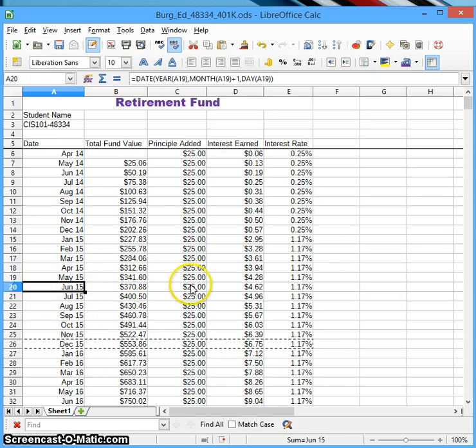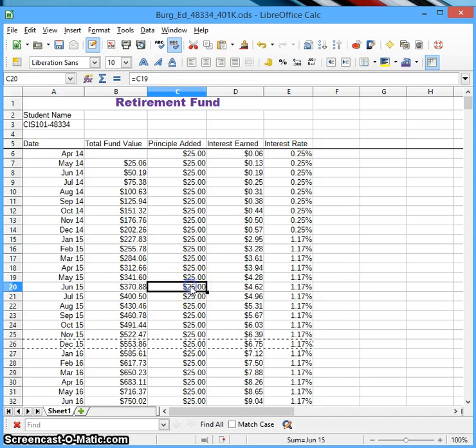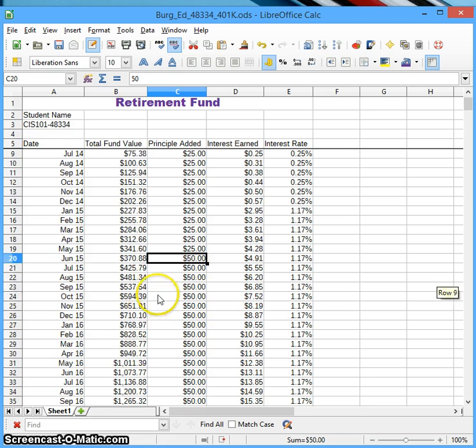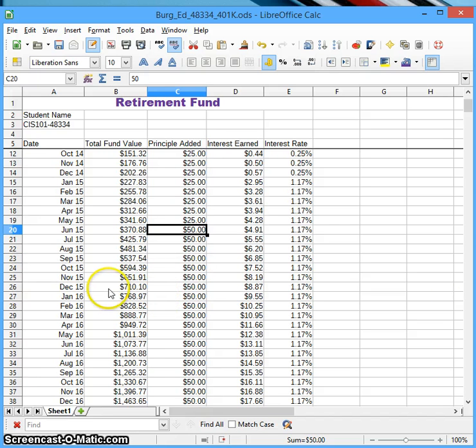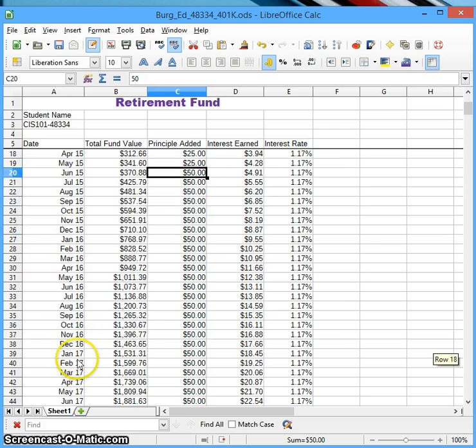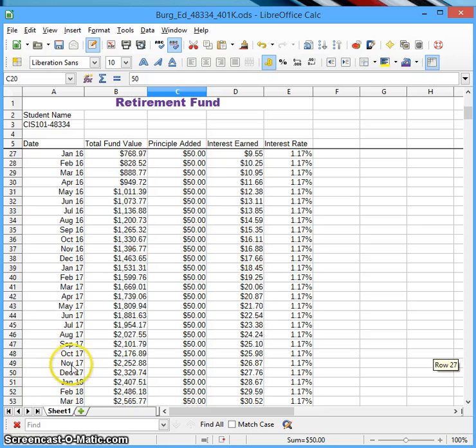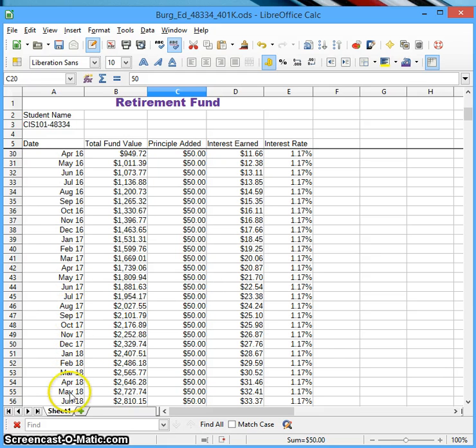We graduated from college, got a little bit better paying job, and are now contributing $50 a month. Again, notice when I changed this one value, because we had relative formulas, all the other formulas changed. And then, we're still at community college. And then now in June of 2018, let's find June of 2018, there it is.